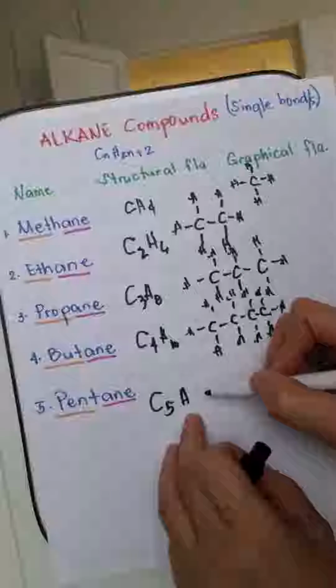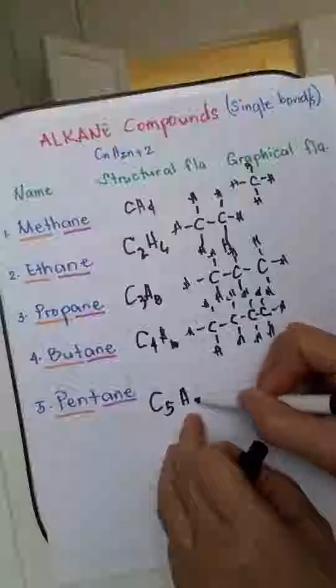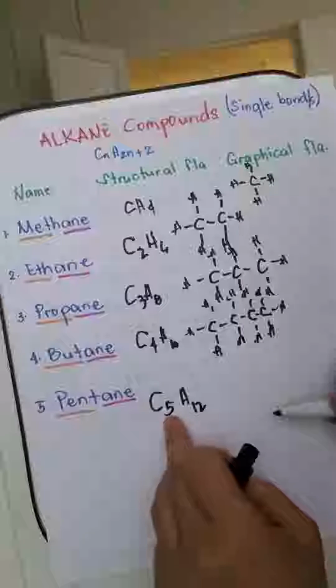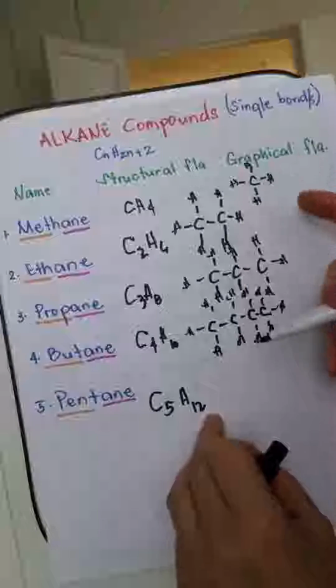Yeah, it's okay. So 2 times 5 is 10 plus 2 is 12. Alright. Pentane has the structural formula C5H12. What about the graphical formula?